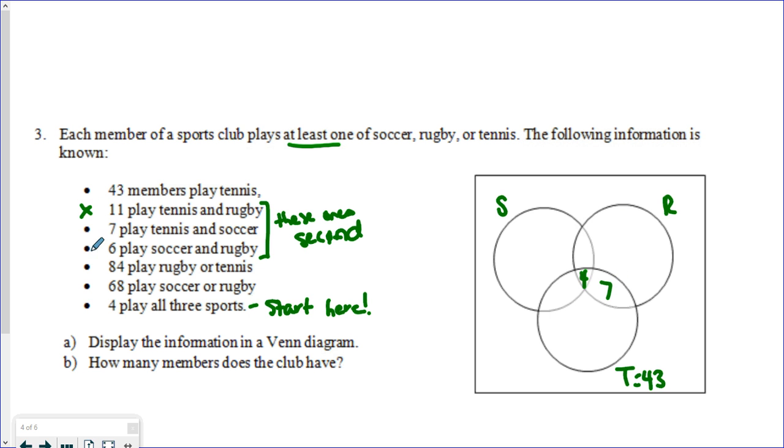I'm going to just kind of cross off ones that I've done. So 7 play tennis and soccer. So tennis and soccer would be this. It says 7 play tennis and soccer. We've already accounted for these 4 that play tennis and soccer. So it's just going to be 3 for just tennis and soccer. 6 play soccer and rugby. So soccer and rugby, this portion, already accounted for 4 there. So there's 2 that play just soccer and rugby. Continuing to work.